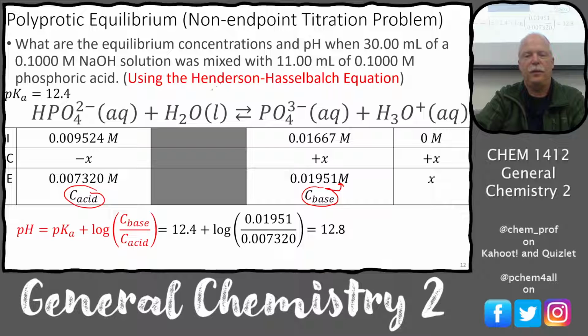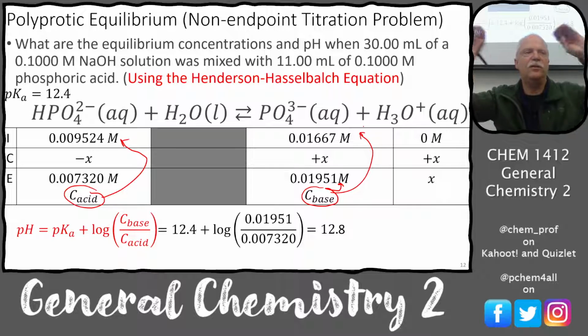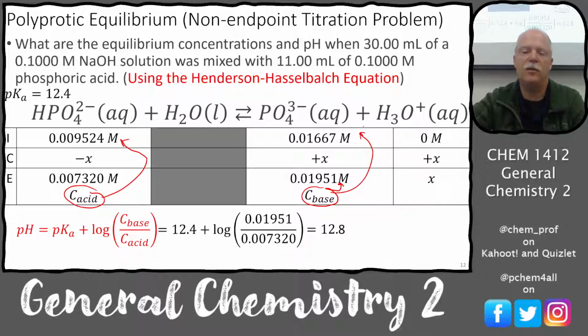But notice, you don't really even need the table. If you just recognize that this acid is right there and this base is right here, then as soon as you know what those two species are, their concentrations, you can go straight to the Henderson-Hasselbalch equation and calculate it. You just have to know the correct pKa for the acid that you're using.